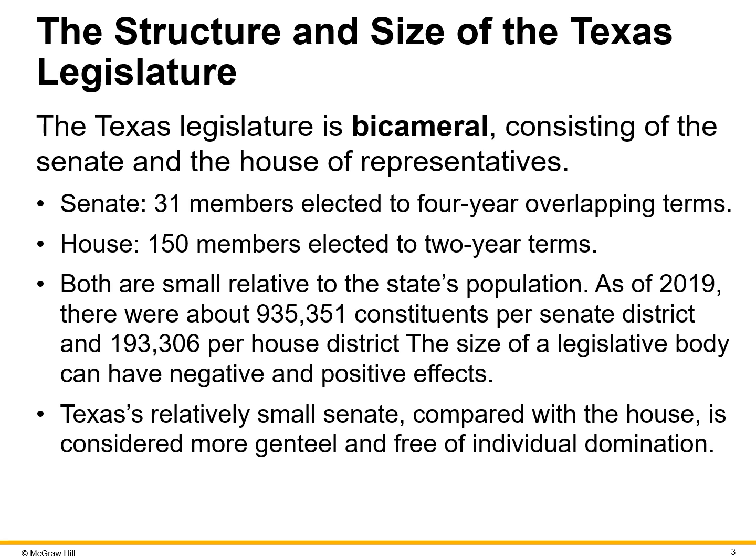Both are small relative to the state's population. As of 2019, there were about 935,000 constituents per Senate district and about 193,000 per House district. The size of the legislative body can have negative and positive effects. Texas's relatively small Senate, compared with the House, is considered more genteel and free of individual domination because so few of them have to work together to get legislation passed.